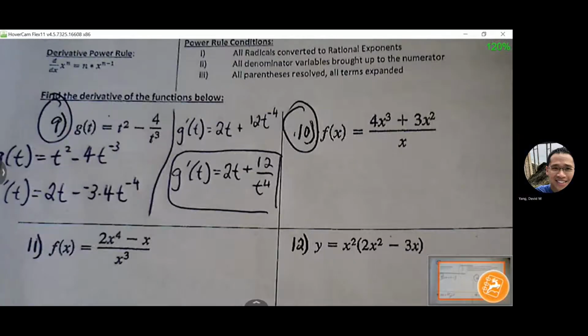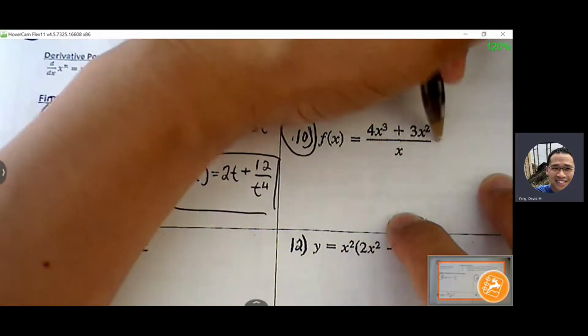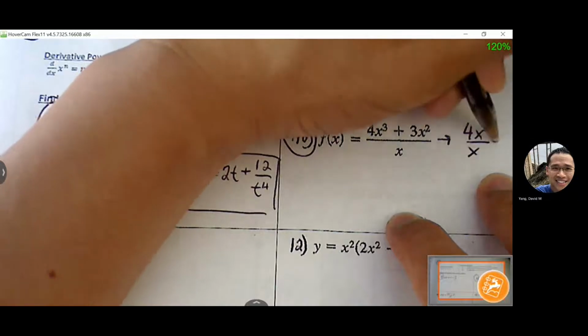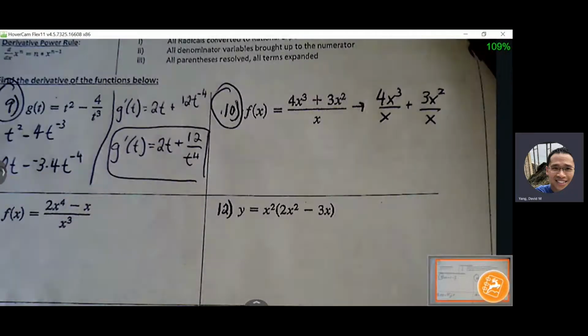Number 10. 4x cubed plus 3x squared all over x. That x in the denominator makes things difficult for us to see clearly. So what can we do to handle that denominator? Yeah, let's make it into two separate fractions. And then we can treat it like two separate problems rather than one mess of a fraction. Then we can individualize each term and clean up each term.